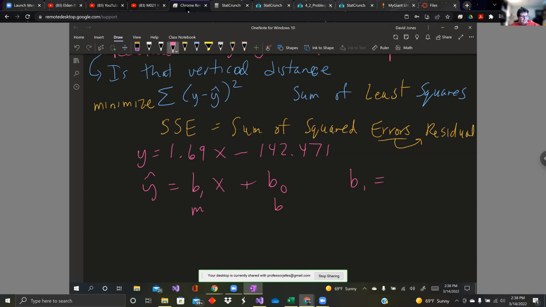B1 is the R value times the standard deviation of the Y values over the standard deviation of the X values. And B0 is the Y-intercept.